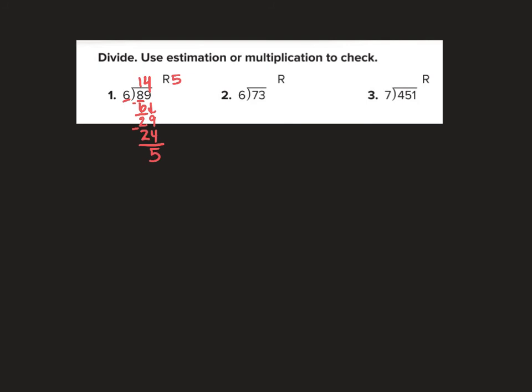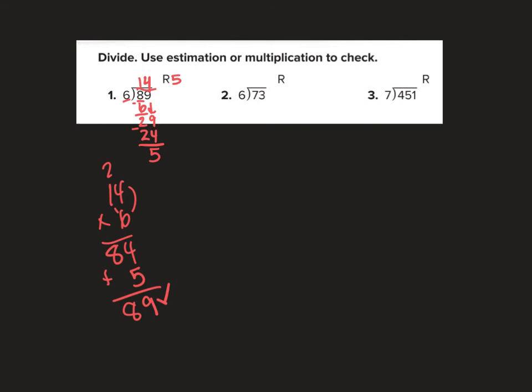I don't know. Let's use multiplication to check. So I'm going to use my quotient. 14 times 6. 6 times 4 is 24. 6 times 1 is 6, plus 2 more is 8. Add in my remainder of 5, and I'd get 89. Checks out.